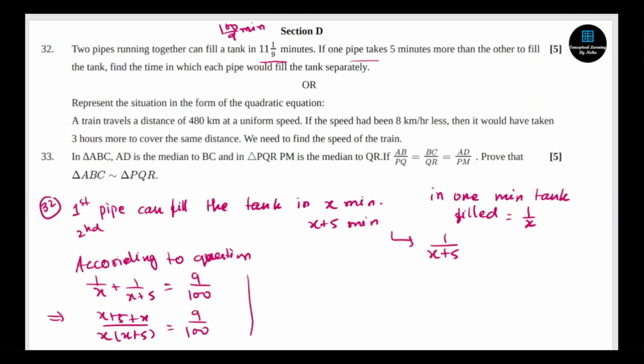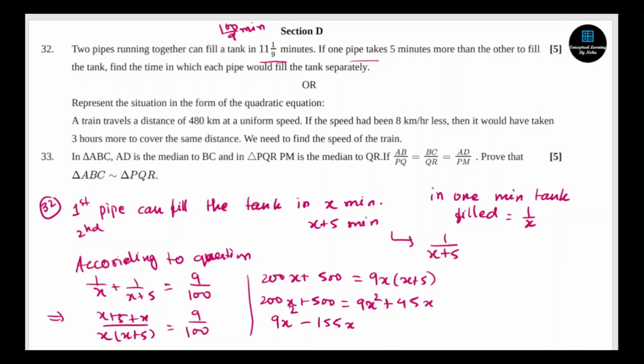So what do we get? This is 2x plus 5, if I multiply it by 100. So we get 200x plus 500 equals 9x into x plus 5. And now you can form the quadratic equation, which you can solve. So 200x plus 500 equals 9x square plus 45x. So the equation becomes 9x square minus 155x minus 500 equals 0.